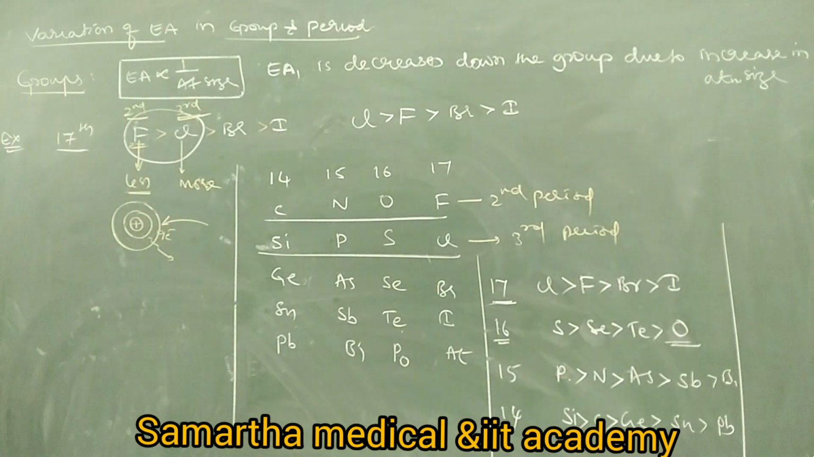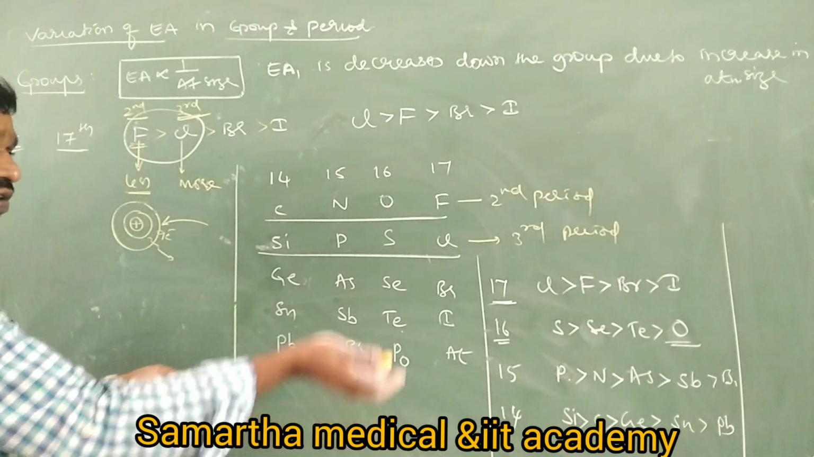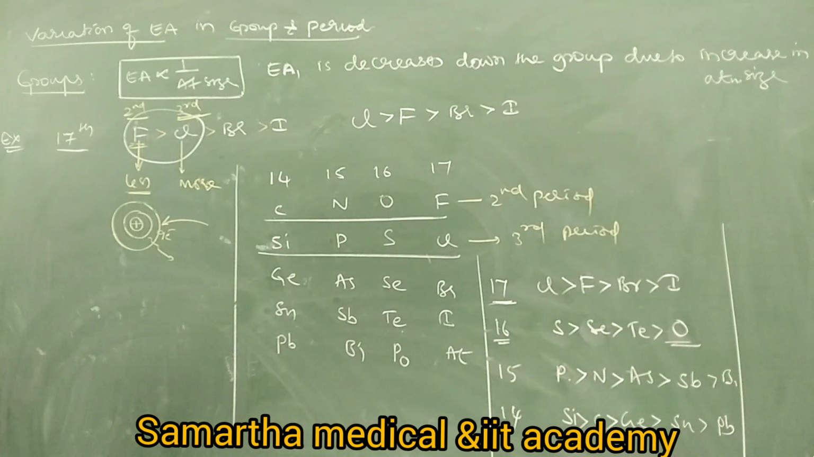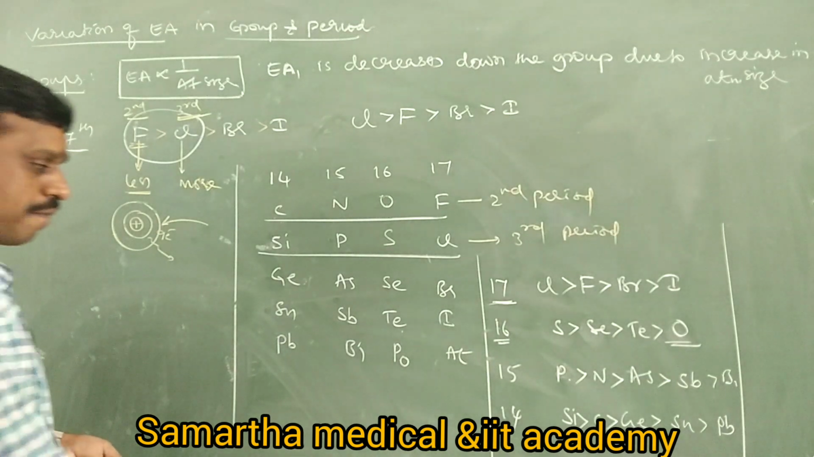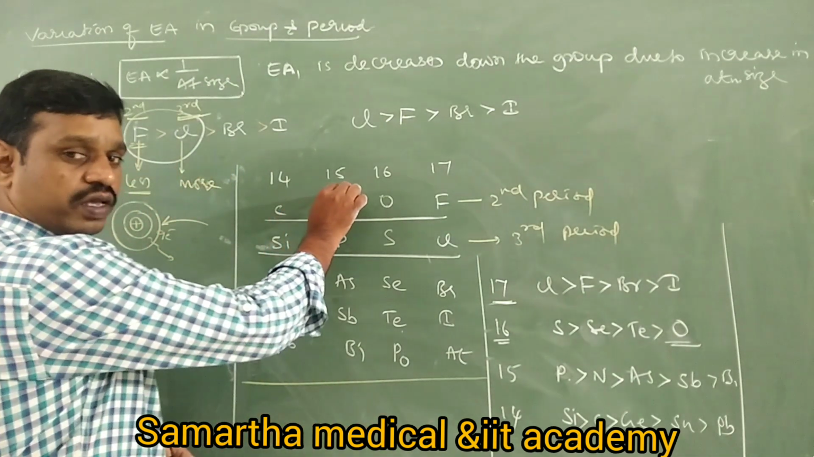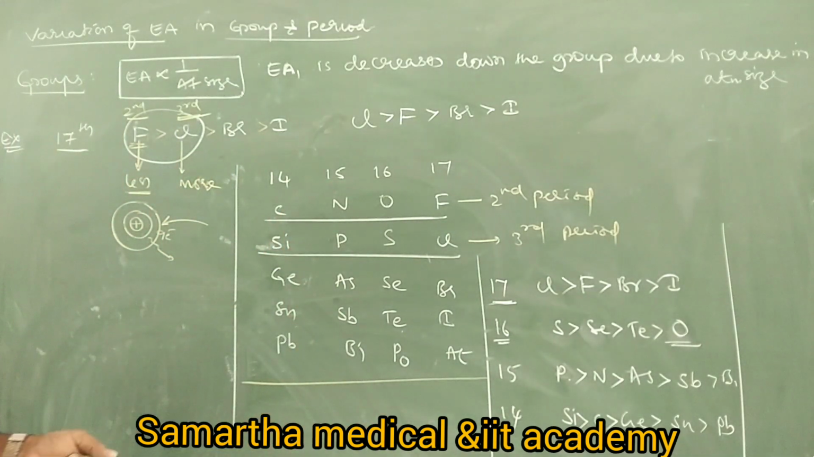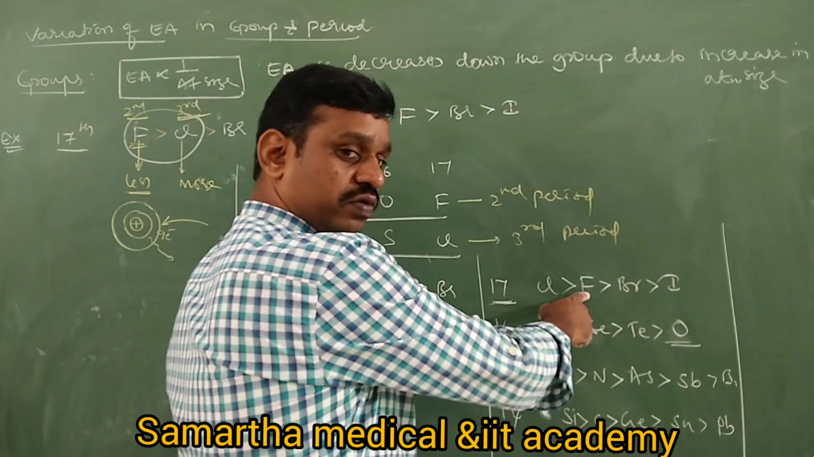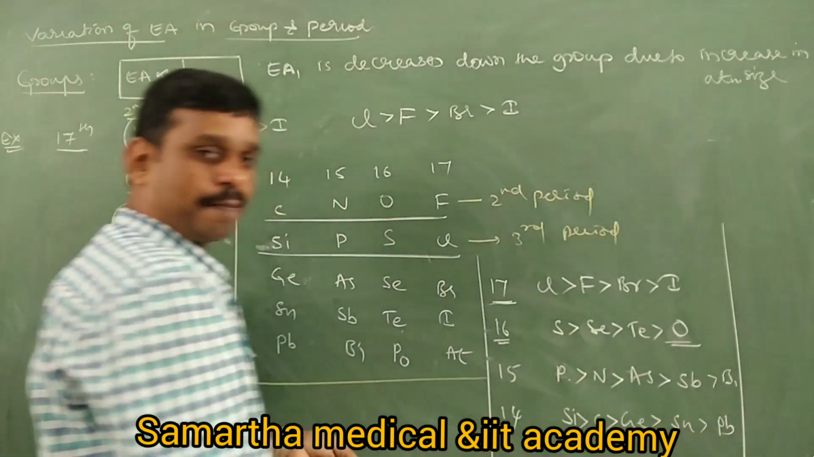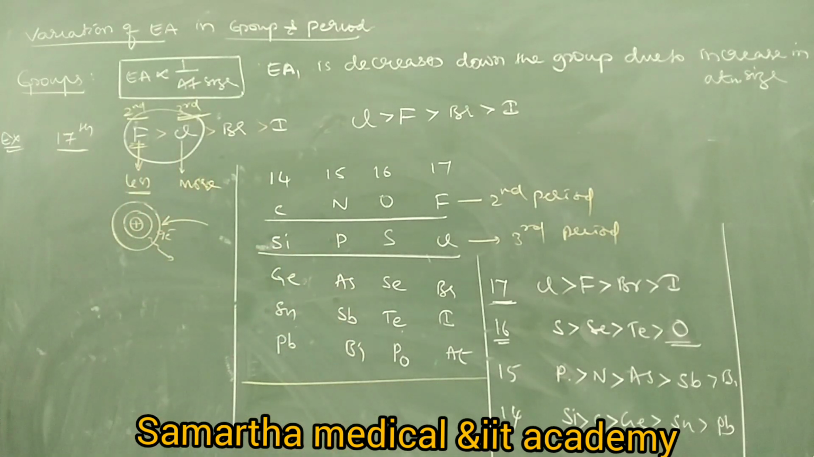Sir, electronegativity is nothing but the attraction of... Electronegativity is different, electron gain enthalpy is different. This is what we are studying. We are studying electron gain enthalpy. If you see electronegativity, fluorine is more than chlorine, and the remaining things are also the same. But this is about electron gain enthalpy.